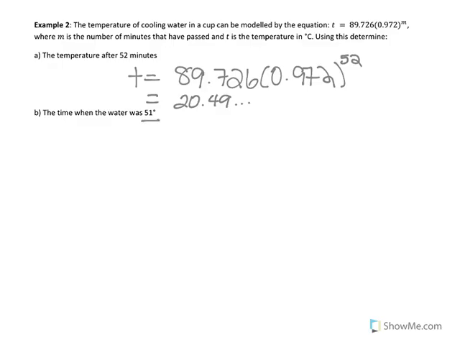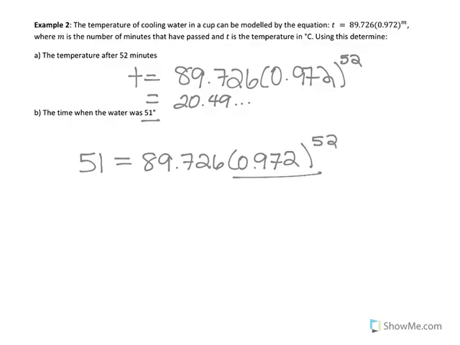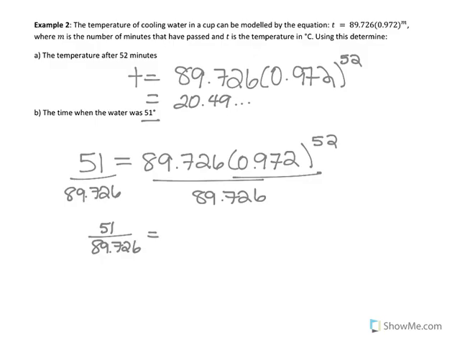So what is the time when the temperature is 51? So we're going to plug 51 in. And then what we're going to do is isolate this base. So to isolate the base, we're going to divide both sides by that value. And I'm going to leave it like that. So 51 over 89.726 equals 0.972 to the power of 52.